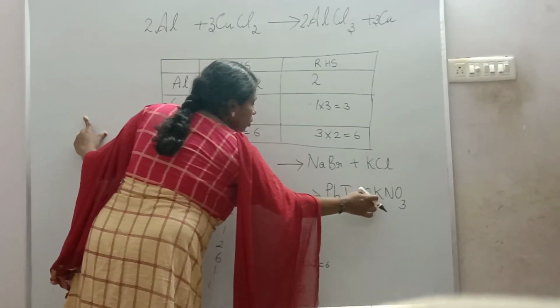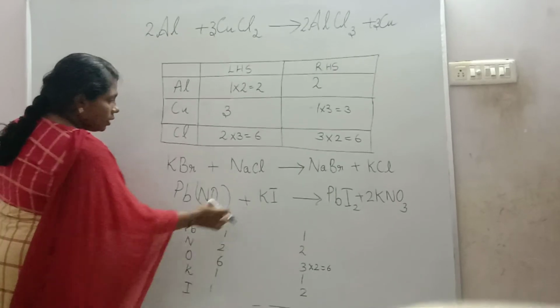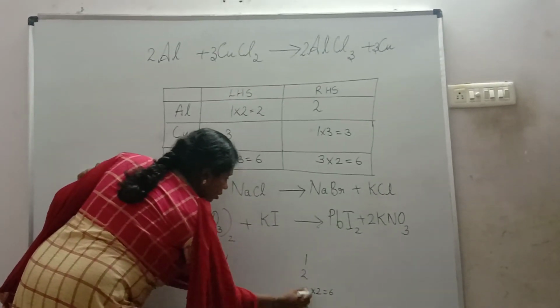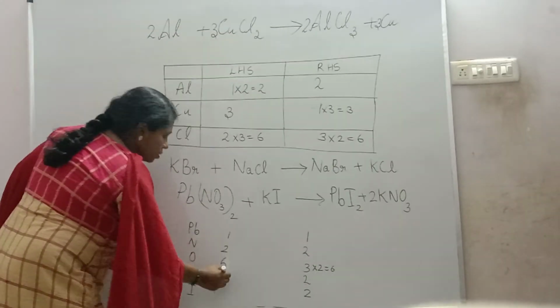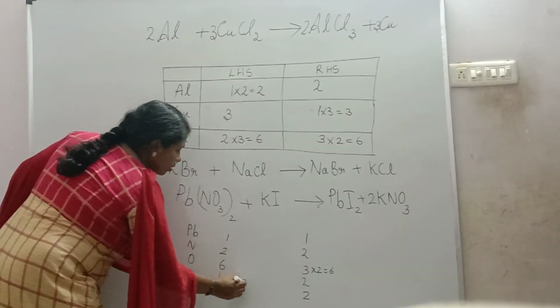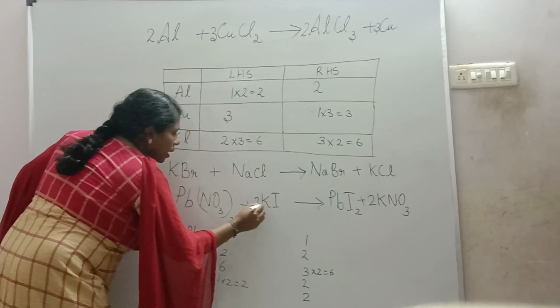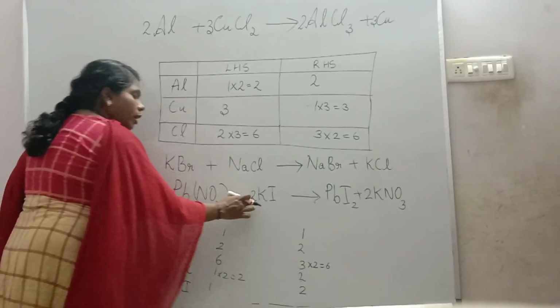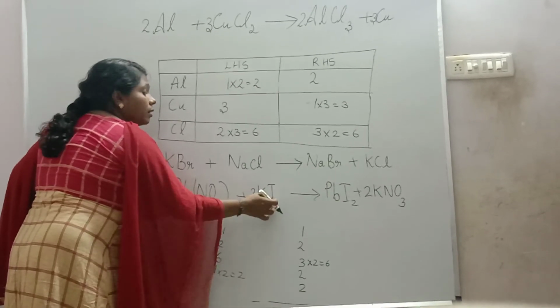Look at the potassium. Here 2 potassium, there only 1. What do we want to do? Multiply this 1 with 2. We get 2 potassium, and put that 2 as the exponent here. Now that potassium is balanced, look at the iodine.